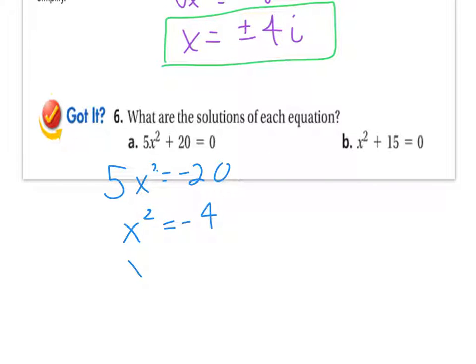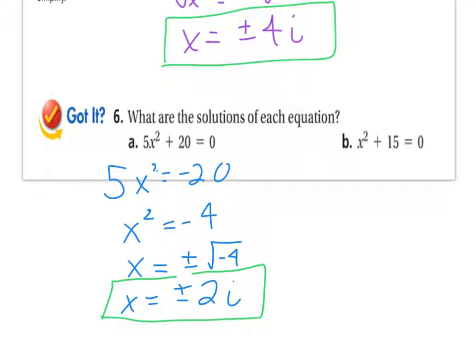So we square root both sides. That really gives us the x on this side, and then positive and negative, square root of negative 4. And so we end up with positive and negative 2i. And there we go. So there's our 2 imaginary solutions. That wasn't too painful, now was it?